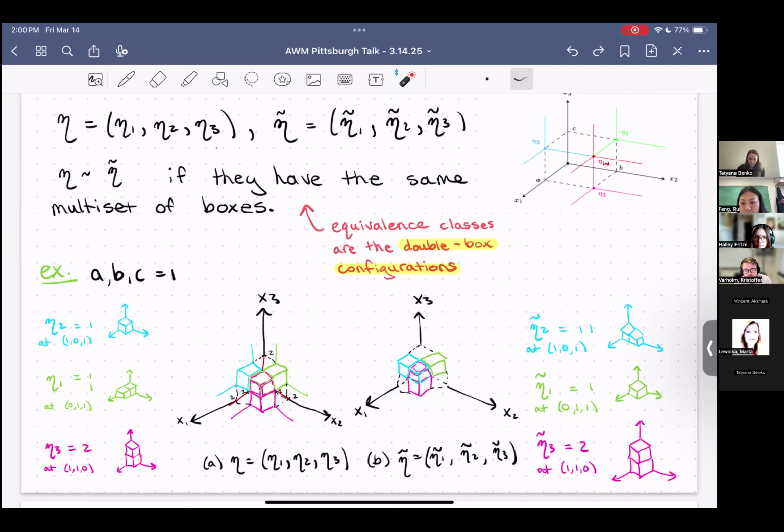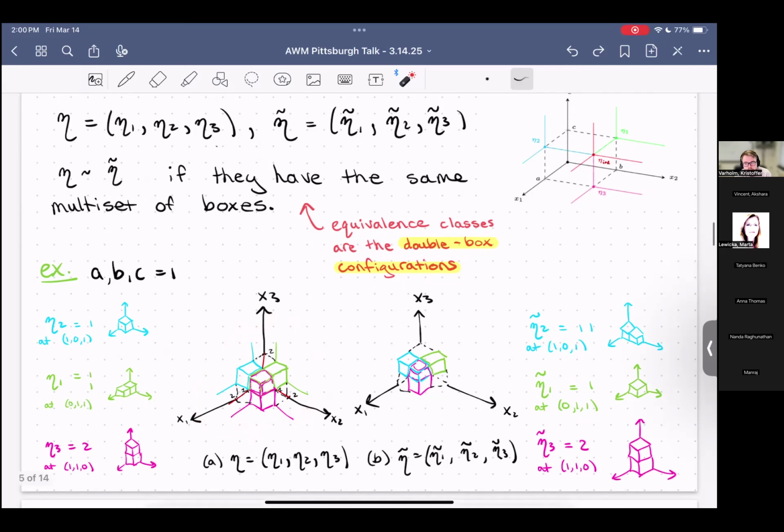So here's an example. Over here, here's my intersection space. I have one box, and it comes from eta 1 and eta 3, those boxes overlapping. Over here, I have a different triple of plane partitions. Here's what it gives me. And again, in the intersection space, I have a type 2 box. This one came from eta 2 tilde and eta 3 tilde. So on the left, this box came from eta 1 and eta 3, and on the right, this box came from eta 2 tilde and eta 3 tilde. Because both of these configurations have the same multi-set of boxes, they both have a type 1 box here, here, here, and a type 2 box in the middle. I consider this to be the same double box configuration.